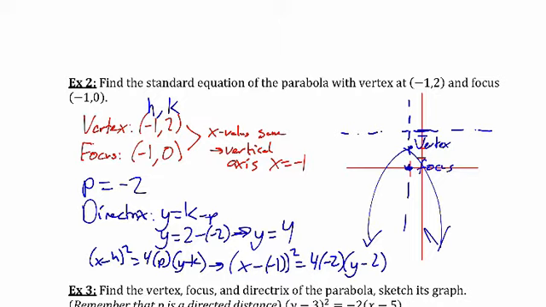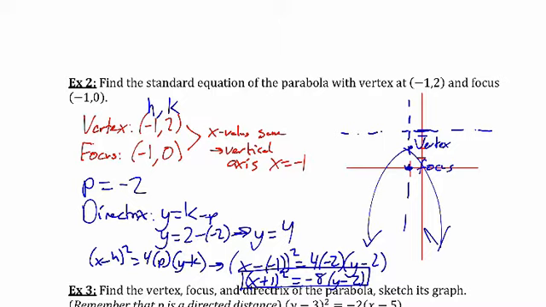Cleaning this up a little bit, we got x plus 1 squared equals 4 times -2 is -8 times y minus 2. And you can, if you want, distribute that -8 to the y and the -2, but you do not have to.